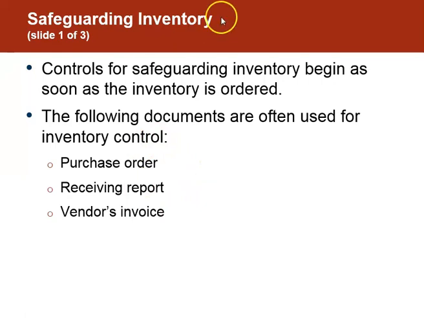So these are the 3 items we have. So we're going to have a purchase order to order the product. Then we're going to have a receiving report once we get it. And then we're going to use the vendor's invoice to make sure that everything is okay before we actually pay for those goods.